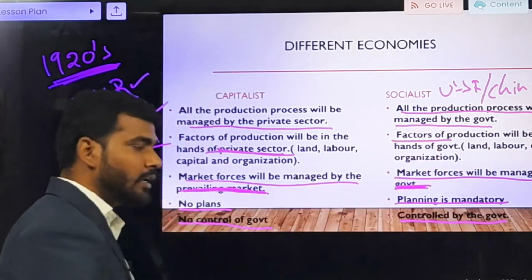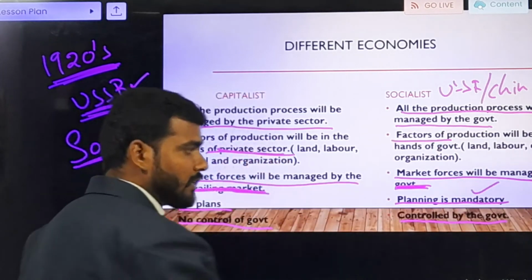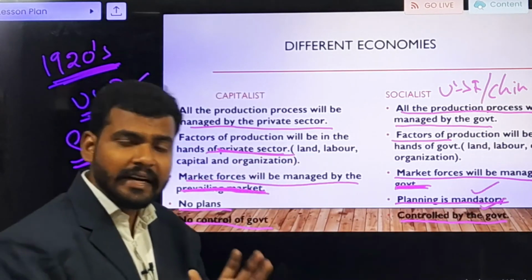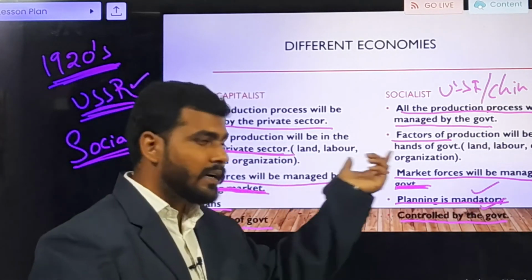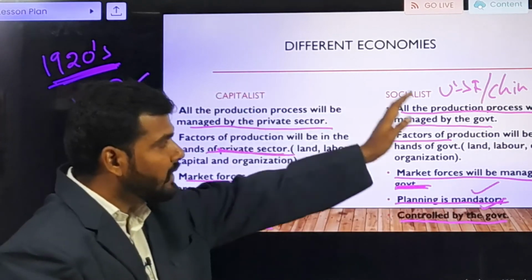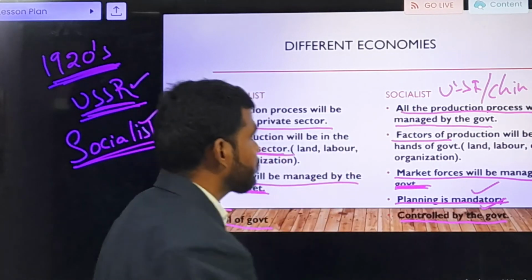See, in India also there is planning system. In India also government controls the market. Sometimes India controls the markets. So we can say a different pattern. It is not like this and it is not like this. Mixed economy is a mixture of capitalist economies and socialist economies.